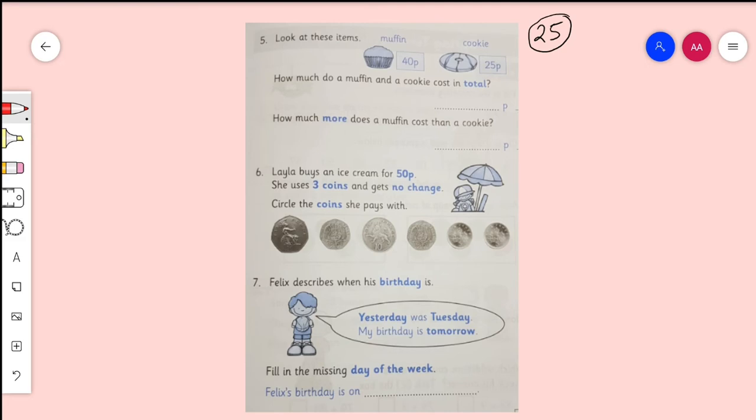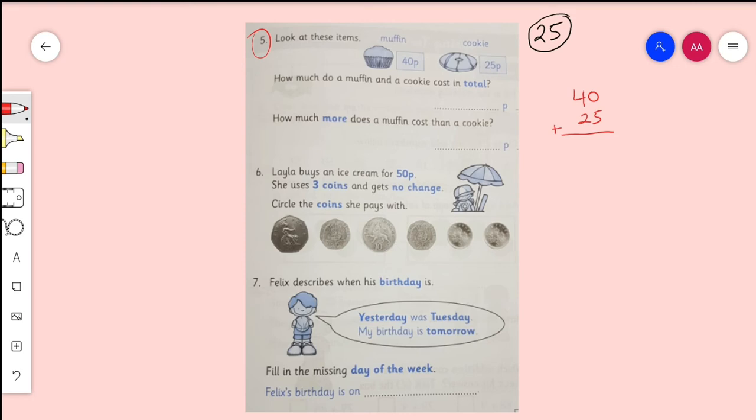Let's start with page number 25, question number 5. Look at these items. Muffin, cookie. The muffin is stated as 40p and the cookie 25p. How much do a muffin and a cookie cost in total? So we need to find out the total cost of the muffin and cookie. We know the muffin is 40p and the cookie is 25p. In order to find the total, we need to add them together.